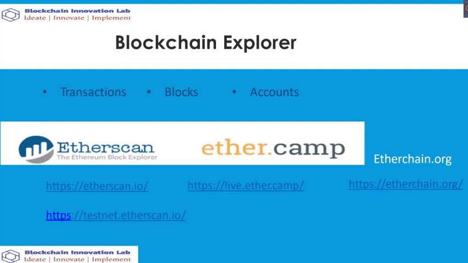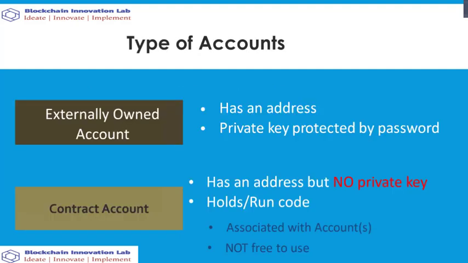Here you have different links. You can go to a Blockchain Explorer. You have etherscan.io. You have etherchain.org. If you want to monitor the testnet, you can go to etherscan.io. And if you want to go for a live one, live.etherscan. You can make a note of all this, and browse and look into it when you get time. I think your understanding will grow as we move on.